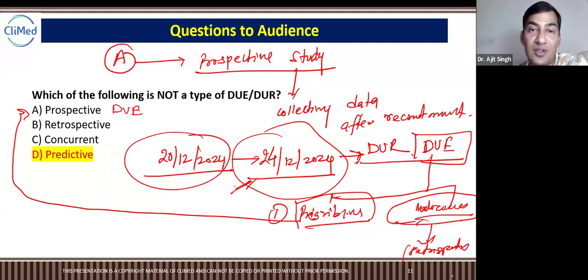You might say it is future because it is not before, it is after the prescription or after the dispensing. Why is it called retrospective? There is a reason. Retrospective means whatever was supposed to happen, you have to go back and then do.